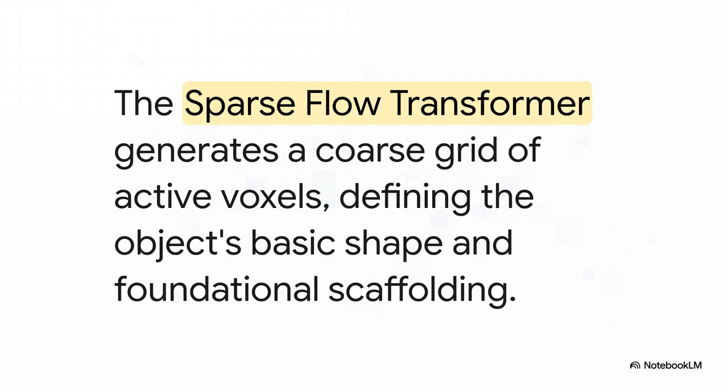So let's zoom in on the first part of this pipeline, stage 1. This is where a component called the sparse flow transformer does its work. It takes your prompt, could be text, could be an image, and its only job is to figure out a rough outline of the object. It creates what's called a sparse grid of active voxels. You can just think of a voxel as a 3D pixel. So at this point, it's not creating the final detailed object. It's just deciding, okay, this part of 3D space will be the object, and this part will be empty air. It's basically building the foundational scaffolding.